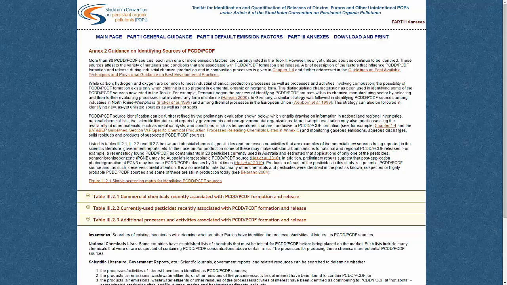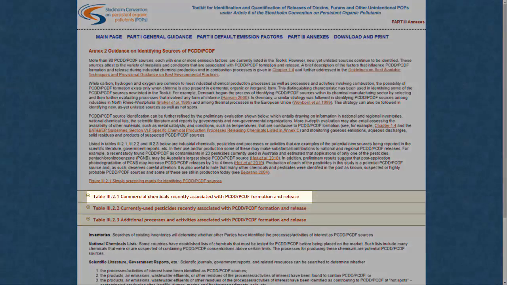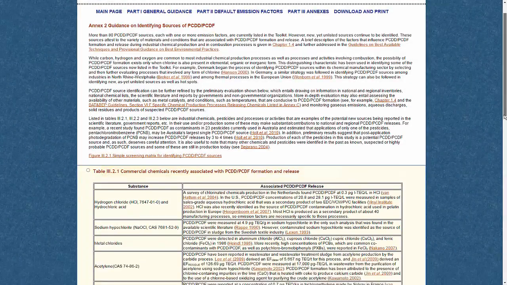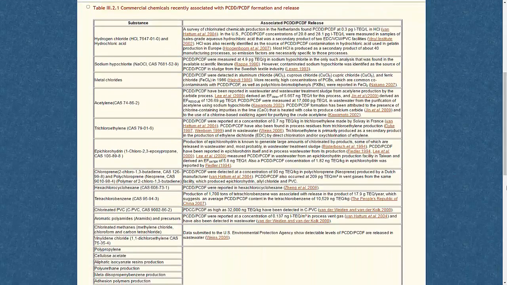If dioxins are found in one or more of the wastes from manufacturing a product, the product itself, as well as the accompanying wastes, require thorough assessment, and management of such wastes must be evaluated. Table 3.2.1 lists commercial chemicals associated with dioxins. You see here a number of common, well-known chemicals that are in widespread use.